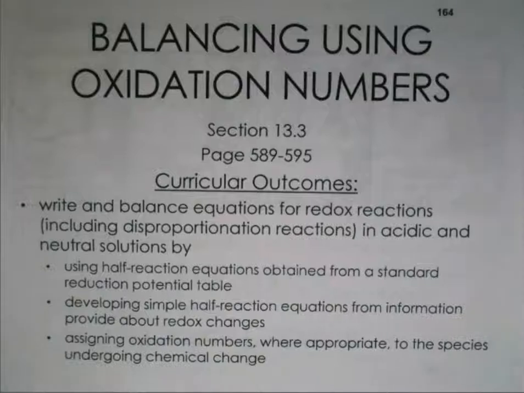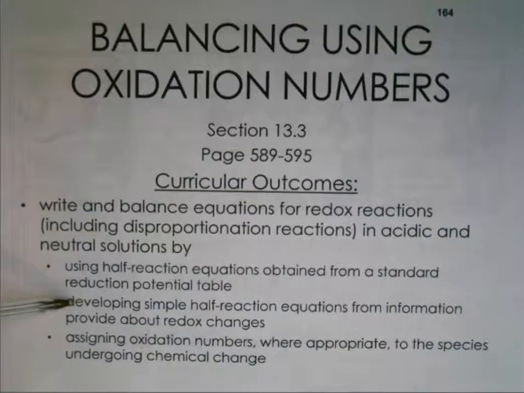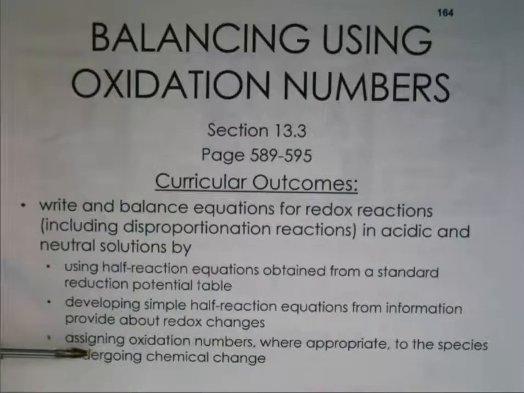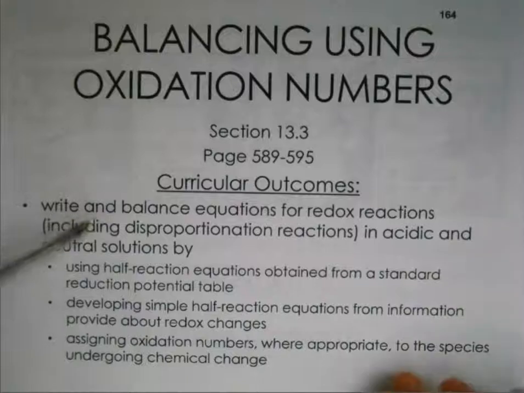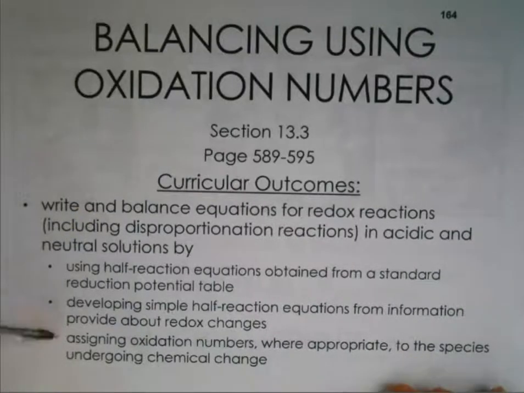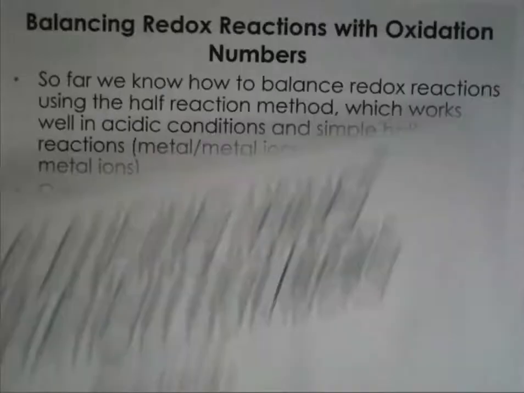Again, our curricular outcomes for this one are going to be pretty similar to what we saw last time. We're just adding on assigning oxidation numbers where appropriate. That's not really super helpful because we already learned how to assign oxidation numbers, but you do have to be able to write and balance equations for redox reactions. Oh, right, sorry, this would be the additional part, by assigning those oxidation numbers where appropriate. Okay, so that's what we're going to look at today.